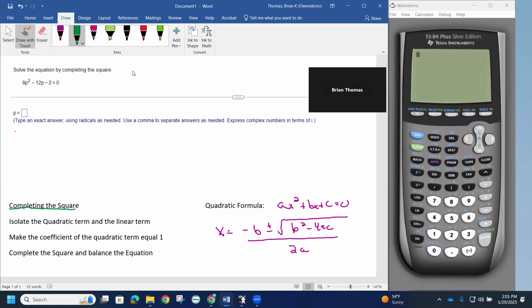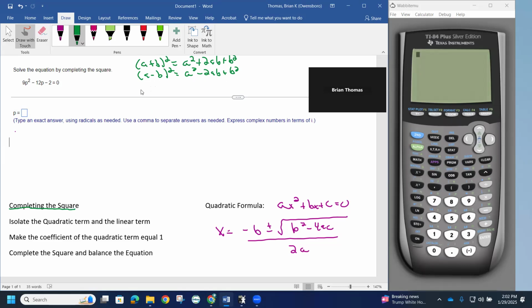Remember, completing a square means we want a perfect square. To be a perfect square, we have a plus b squared equals a squared plus 2ab plus b squared. Or if I have a minus b squared, then this should be a squared minus 2ab plus b squared. So those are two forms.